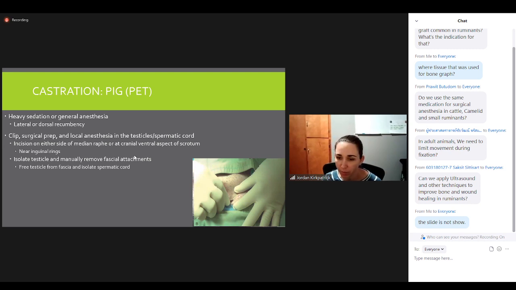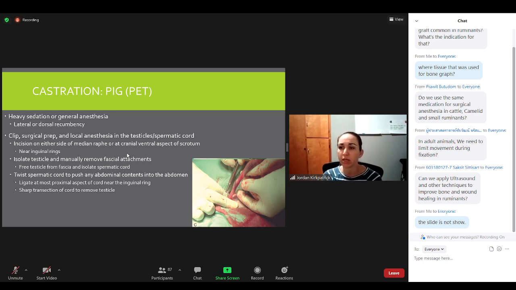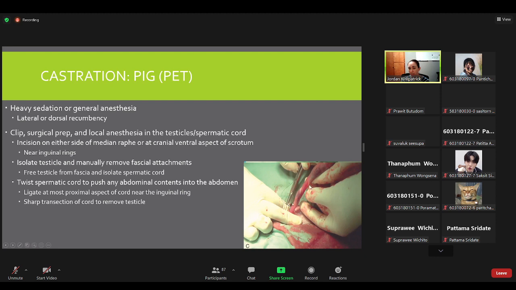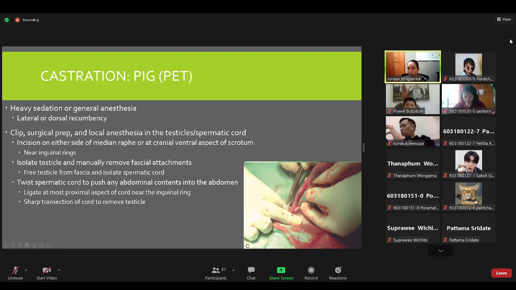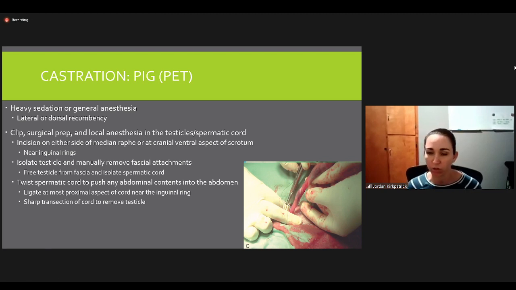But the big thing in pigs is once you isolate the testicle and spermatic cord, you actually want to twist it several times. And that's to move any potential abdominal viscera that could be in the inguinal canal back into the abdomen. So you can see the spiral in the spermatic cord here, because you twist it, and then you always ligate these because they're very prone to scrotal hernias. So you want to make sure you ligate this area so they can't get an inguinal hernia after this procedure.